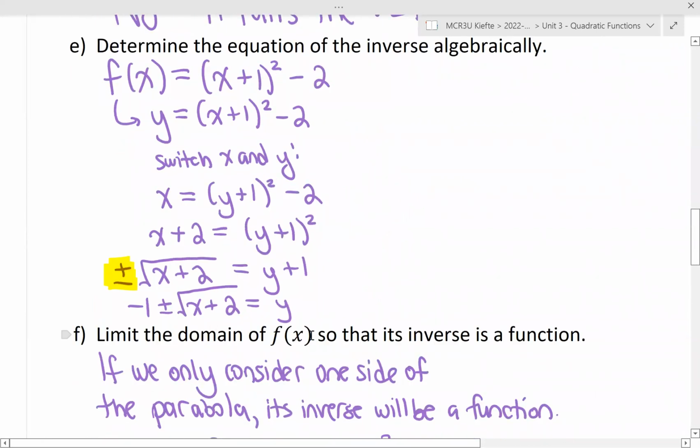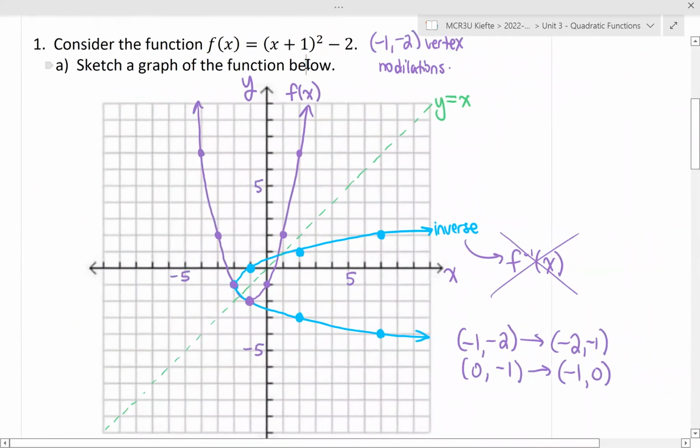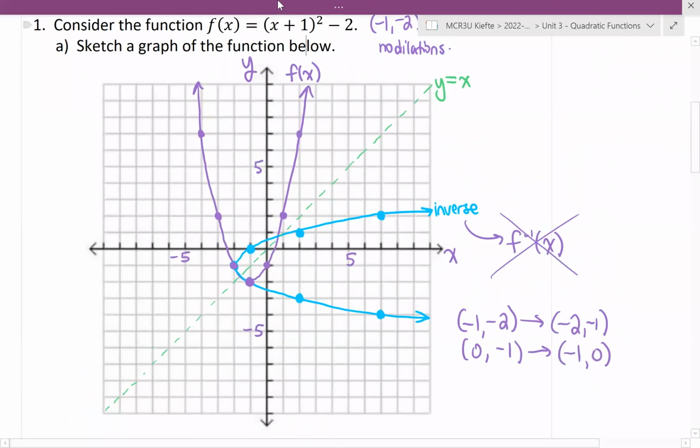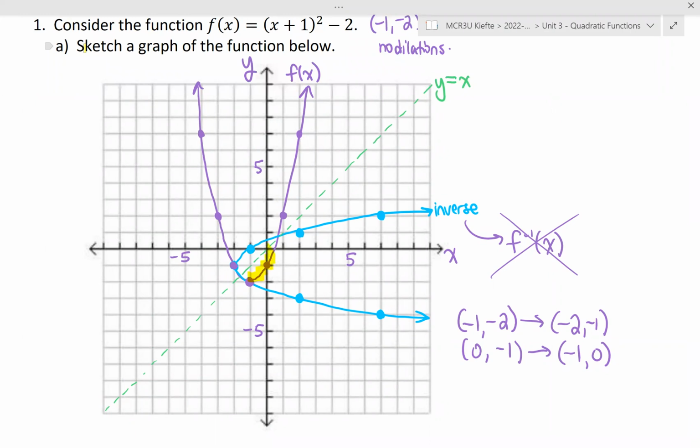Now we want to be a little sneaky. We want to limit the domain of f so that its inverse is a function. So limiting the domain, that's sometimes necessary. In fact, that's what we do for trigonometric functions as well. So maybe we only want to consider part of this purple function here, because that way our inverse will be a function. So which part should we consider? It doesn't really matter, but typically mathematicians pick this right-hand side right here.